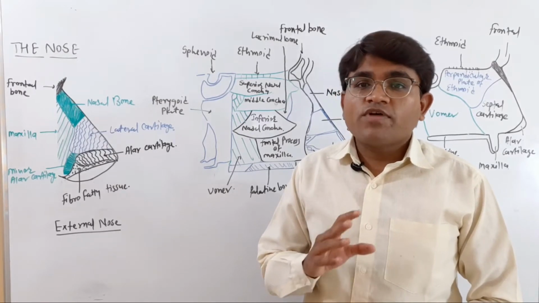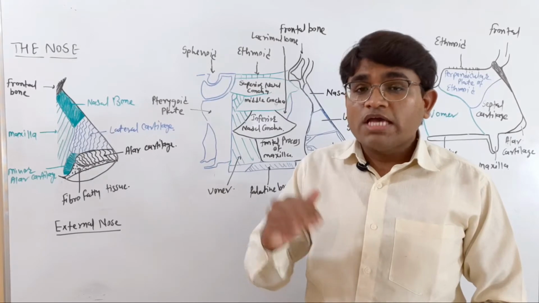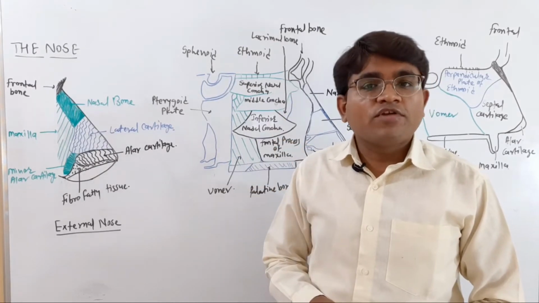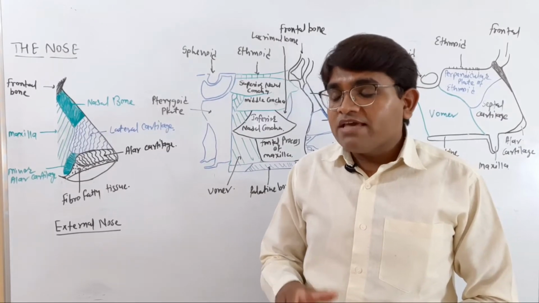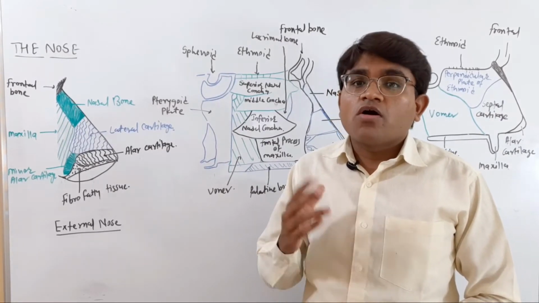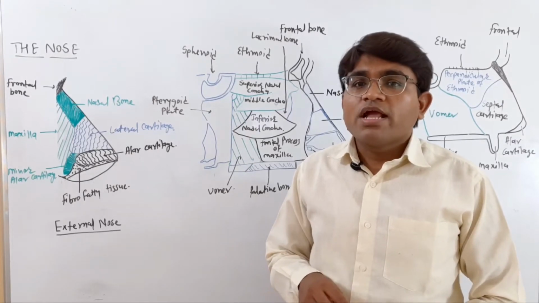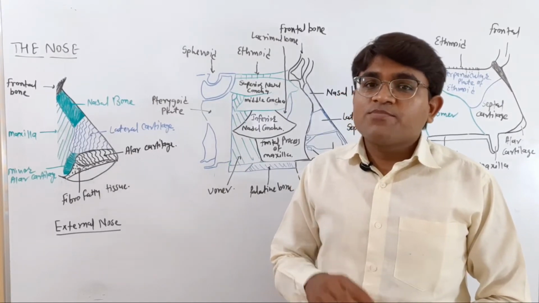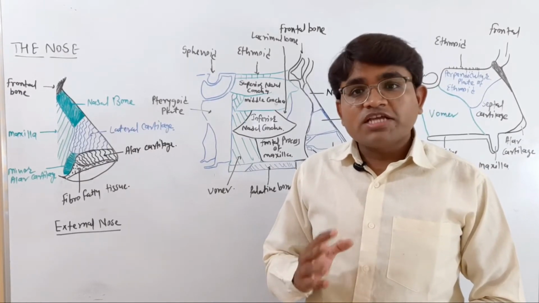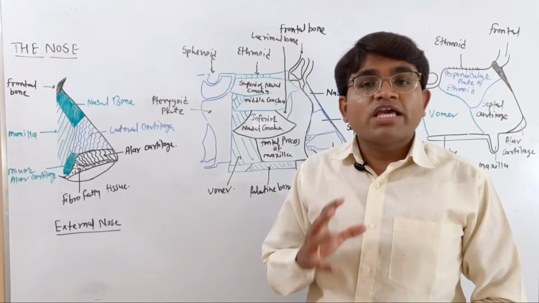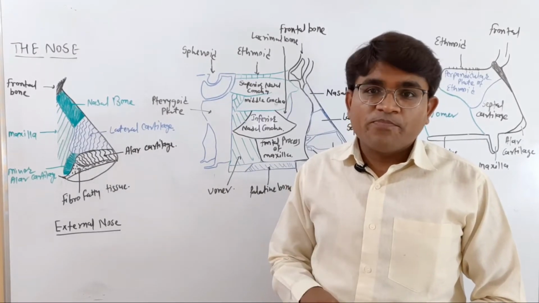The olfactory organs are present in the upper one-third part of the nasal cavity. The upper one-third of the nasal cavity is lined by the olfactory mucosa, whereas the lower two-thirds is lined by the respiratory mucosa. This respiratory mucosa is rich in blood supply, so the inspired air is warmed in this area.